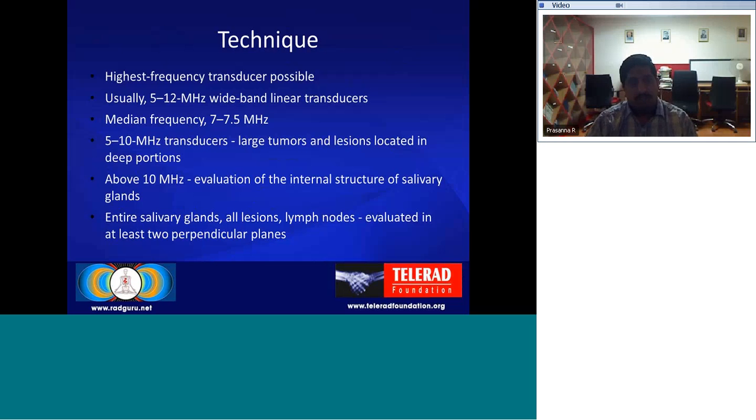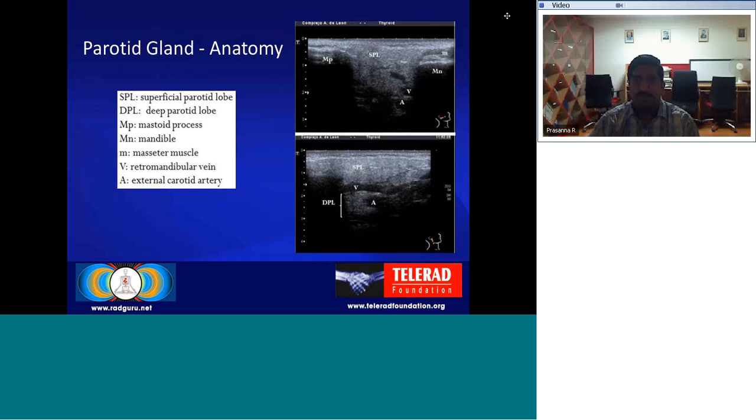So in the basic scanning technique, we should always keep in mind that not only the salivary glands should be imaged, but also any other lesions like a fluid collection or associated lymph nodes all need to be documented and evaluated at least in 2 perpendicular planes. This applies to any imaging related to ultrasound.